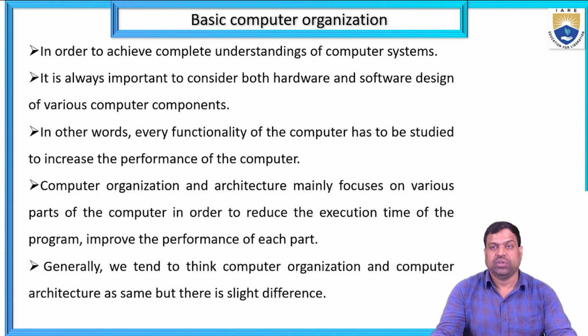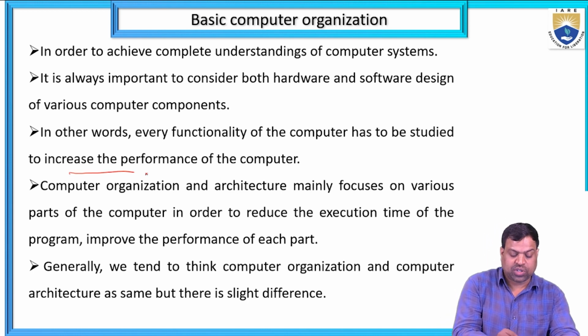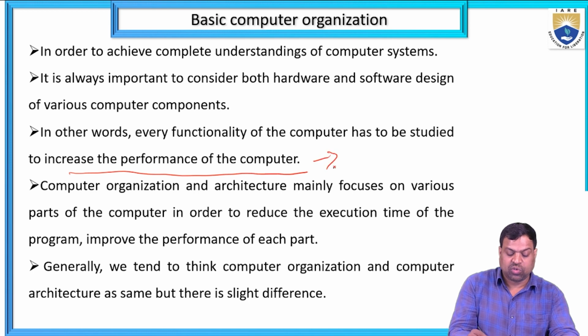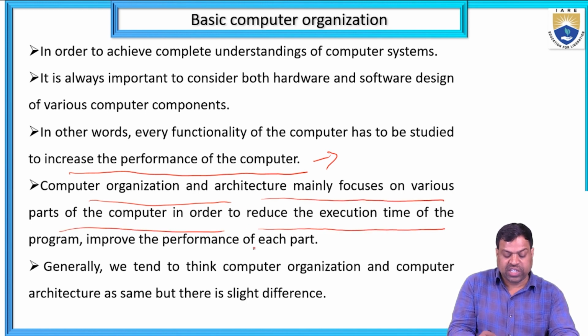How do we achieve this? The computer is a combination of hardware and software design, and various computer components are also included in the computer system, and every functionality of the computer has to be studied to increase the performance of the computer. So the main thing is to increase the performance of a computer, and organization and architecture mainly focus on various parts of the computer to reduce the execution time.